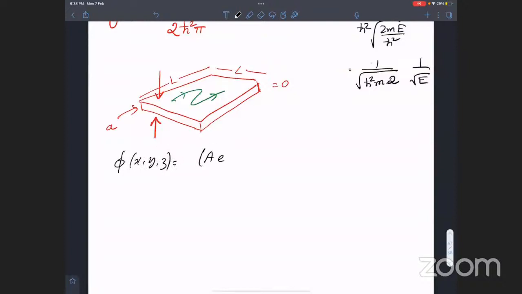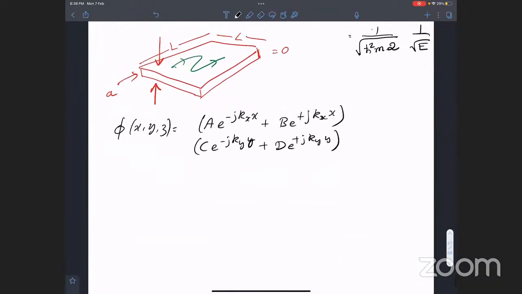So in x and y, I'll simply have it be a e to the power minus j kx into x plus b e to the power plus j kx into x, multiplied by c e to the power minus j ky into y plus d e to the power plus j ky into y. In the z direction, however, I'm going to say it is sine of kz times z. Okay, so I'm going to choose a standing wave in the z direction.